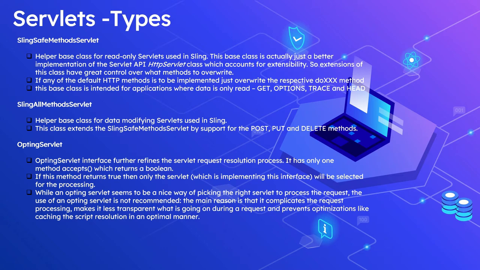The last one is the optingServlet. The OptingServlet interface further refines the servlet request resolution process. It has only one method, accepts, which returns a boolean. If the method returns true, then only the servlet will be selected for processing. OptingServlet can be used to select the servlet based on some additional criteria, for example, input path or parameters.